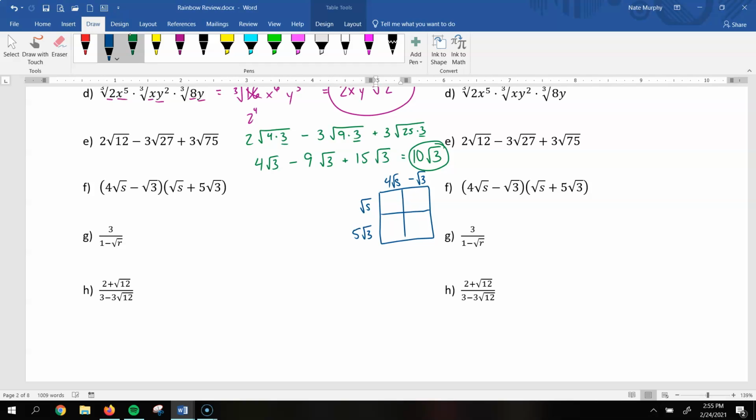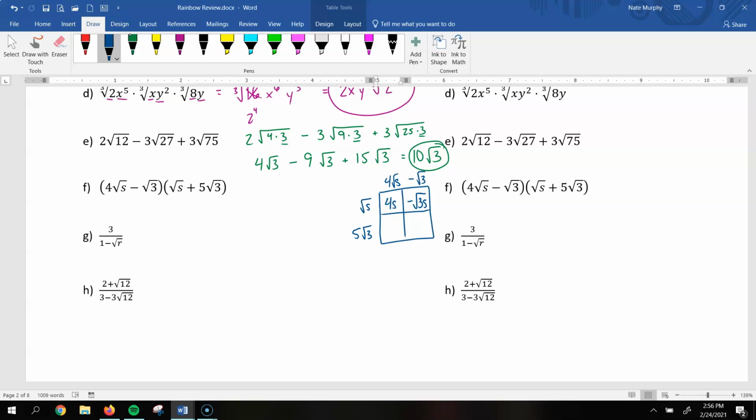So when I multiply these together, now square root of s times square root of s would be square root of s squared, which is s. And so square root of s times square root of s is just s. So we get 4s there. Square root of s times 3, well, that's just going to be 3s underneath the square root. Let's see if we can write that better. There we go. So it's going to be negative square root of 3s.